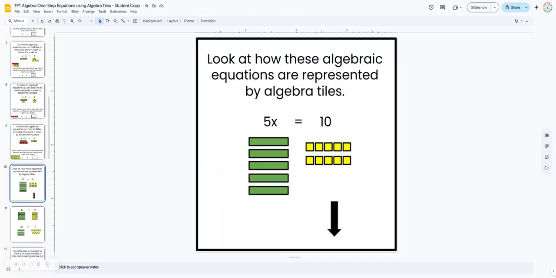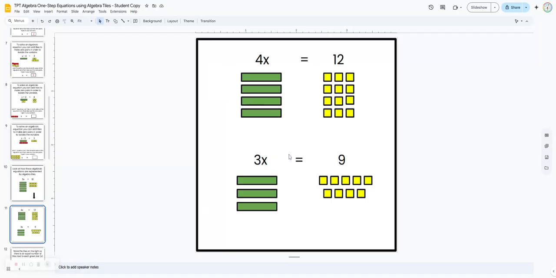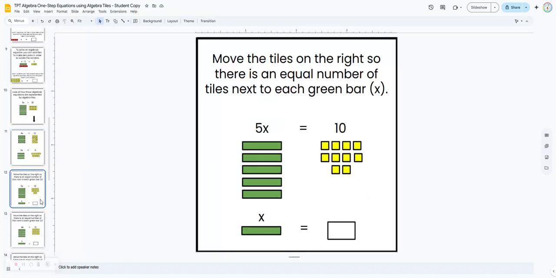Now here is an algebraic equation with multiplication. So we get 5x equals 10. And here's a few more multiplication equations. 4x equals 12, 3x equals 9. So when they get to slide 12, they're going to be moving these 10 tiles so that there's an equal number in each group. So I'm just going to move these over. I want an equal number of yellow tiles next to each green.